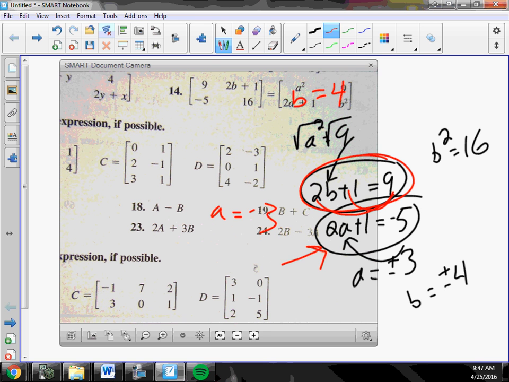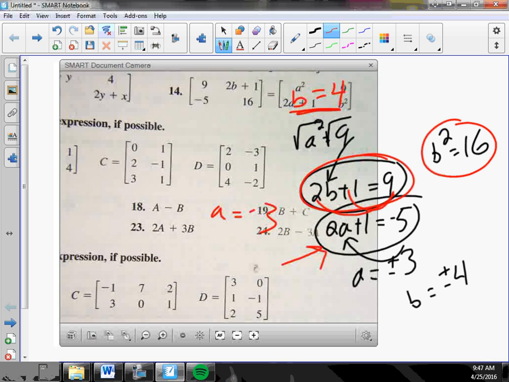But negative 4 also works here. It doesn't contradict this. That statement's still true. It just provides a second answer that could be true. So what do we do? Is it one or both? Do they both work everywhere? No. So it's just the one. So it's positive 4 and negative 3. Okay? Good luck.